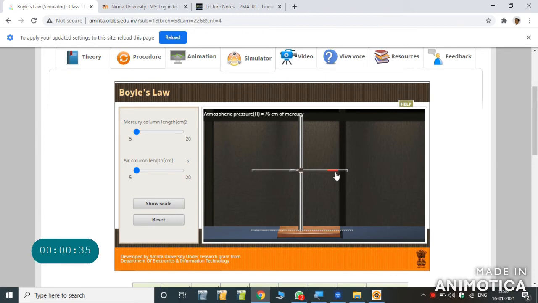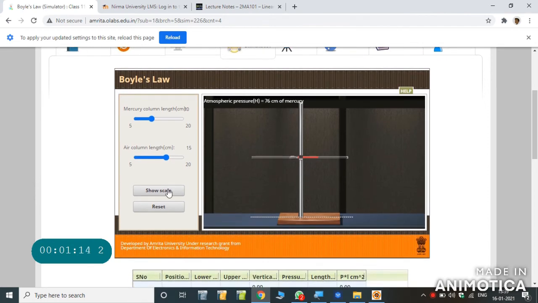This is the length of the mercury column, and this is the air column. This is the air column, and this red one is the mercury column. By adjusting these bars, we can adjust the length of the mercury column and the air column. Let's say the length of the mercury column is 10 centimeter and the air column is 15 centimeter. Thus this is the 15 centimeter and this red one is 10 centimeter. The red one is the length of the mercury column.